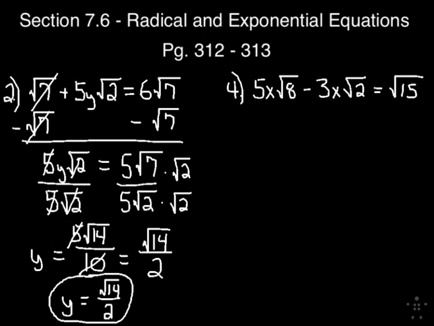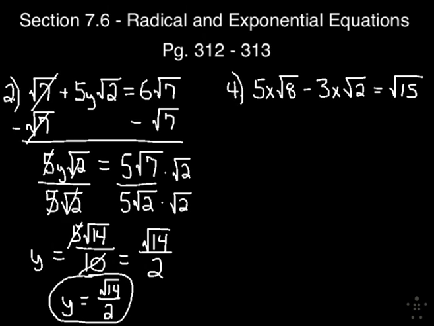Moving on to question number 4, I take a look at this and I see that I have 5x square root of 8 minus 3x square root of 2. So if I subtract one of these two terms to the other side, then I have an x on both sides, and that's not what I want to do. I want to keep my x's on the same side. I look at these two and I say, well, I can't subtract them because one is a square root of 8 and one's a square root of 2.